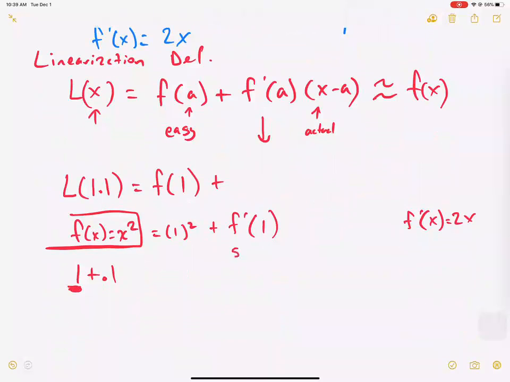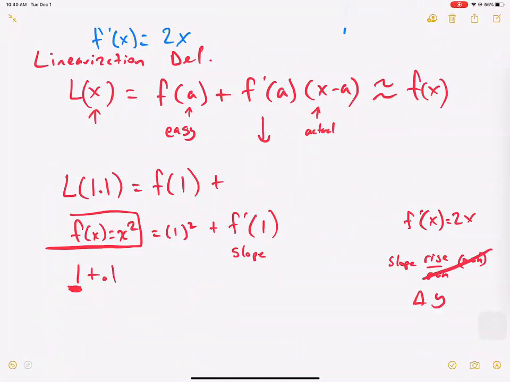Well, this is a slope, isn't it? Isn't that just a change? If you remember, isn't slope another way of saying rise over run? That's rise over run. And is x minus a a rise or a run? That's an x change, isn't it? So if I multiply this by a run, doesn't that just give me a change in y, my rise?